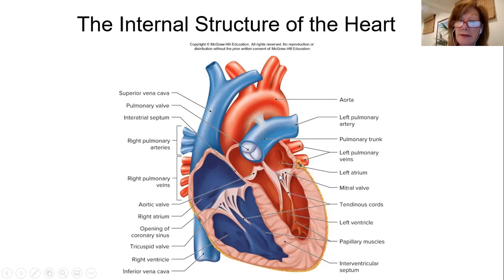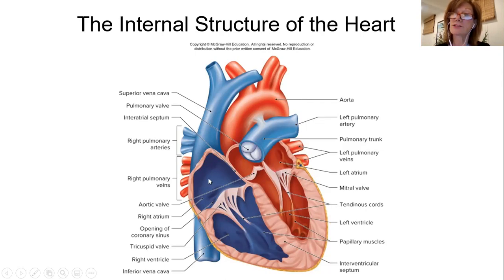So this one has 3 names. This can be the left AV valve, the bicuspid, or the mitral. And over here, we have the right AV valve, or we call it the tricuspid. These flaps really are like swinging doors. And so when they're closed, that separates the atrium from the ventricle, atrium from the ventricle.